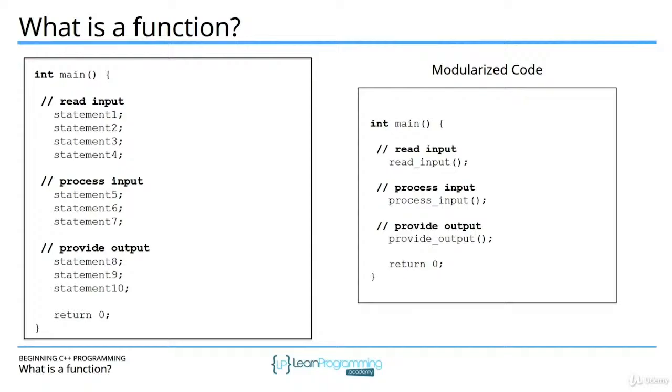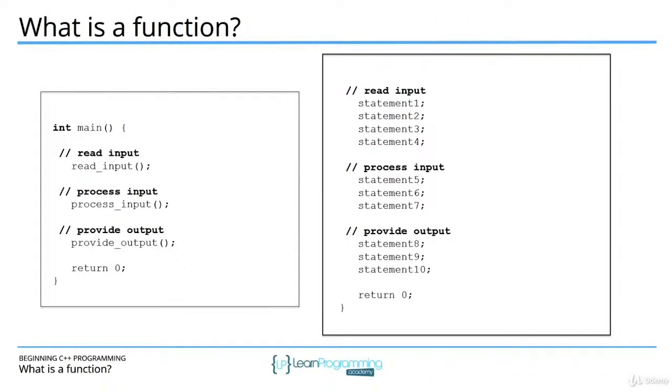We know that we still have to execute all the code we had before, but we've removed it from main and replaced it with a call to functions in each case. Let's see what these functions look like. On the left side of the screen, we see the same main function with the 3 function calls. And on the right side of the screen, we see the implemented functions, read input, process input, and provide output. Notice that each of these functions executes the same statements that we were executing previously in the main function. This makes our code more modular, more readable, more maintainable, easier to debug, and easier to reuse.